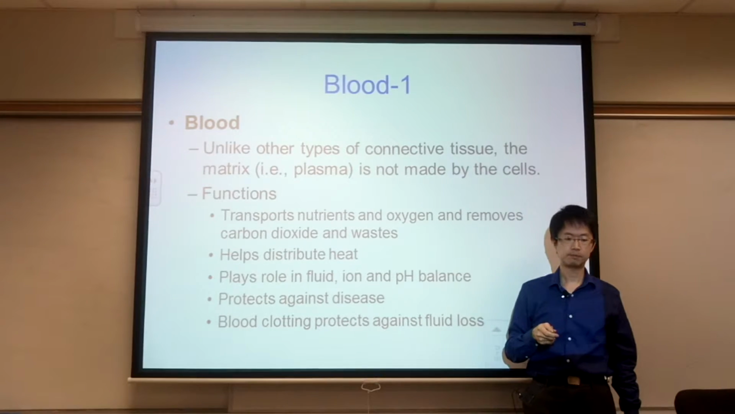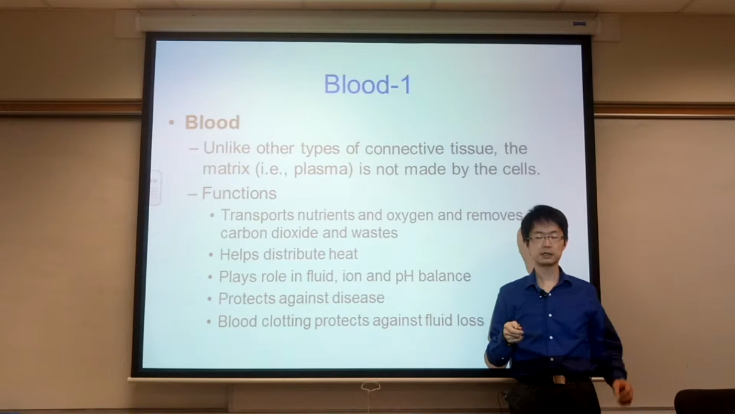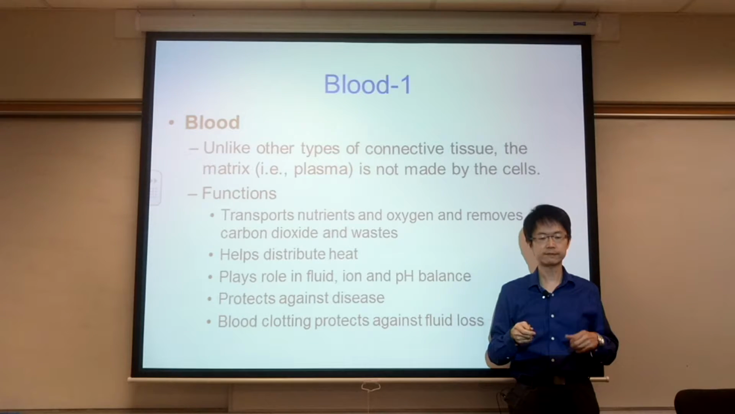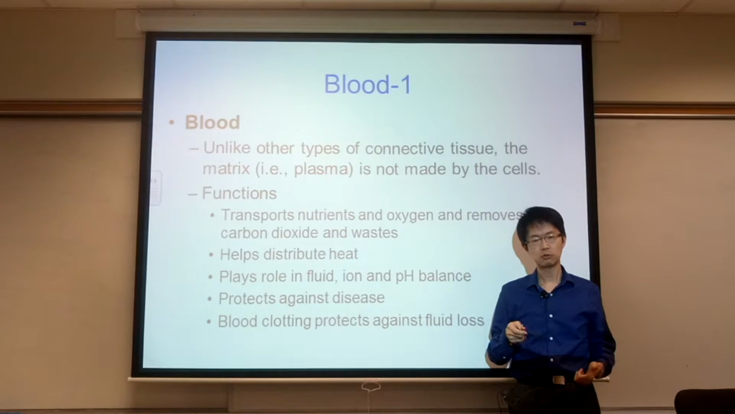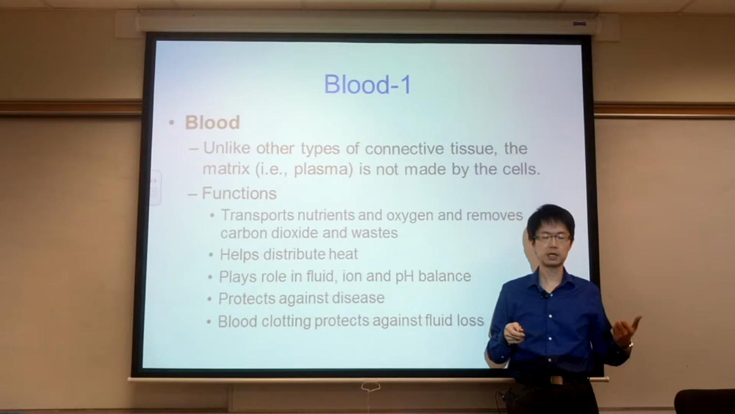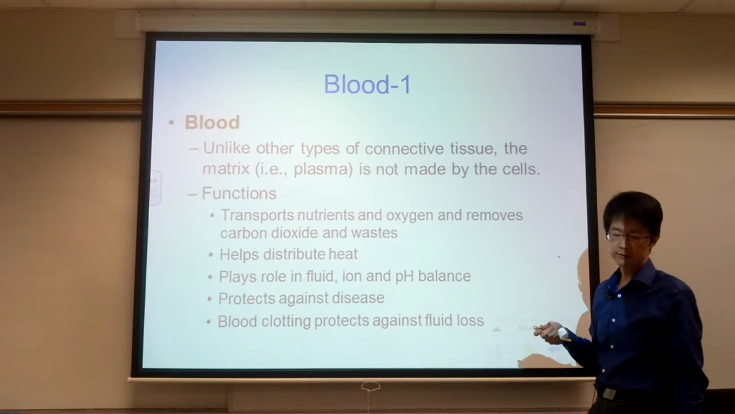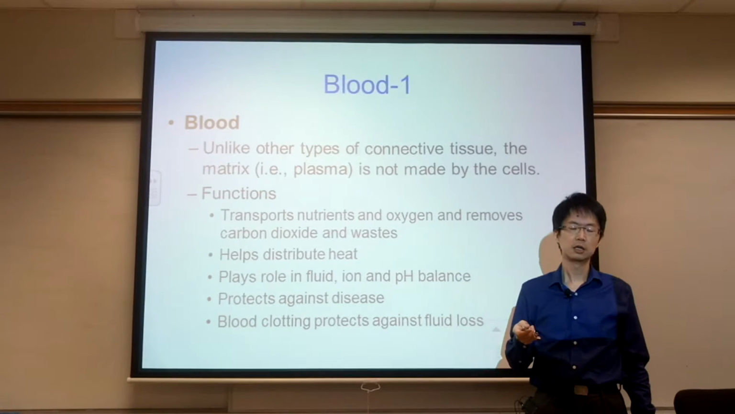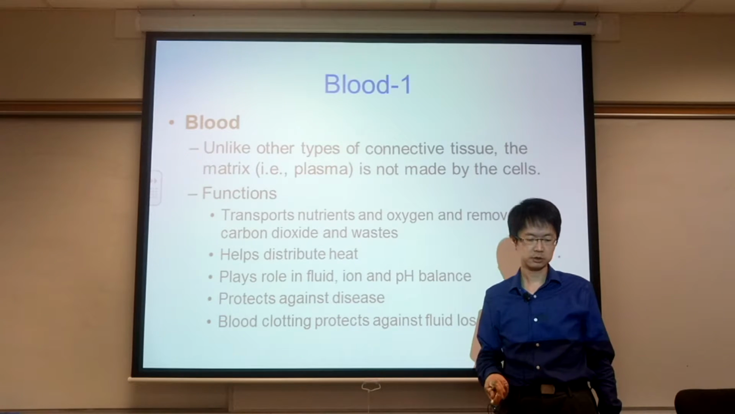And then you have blood. Blood is considered a connective tissue. The reason is that it has cells and matrix. The cells are the blood cells: red blood cells, white blood cells, and platelets. So all these are the cells. What about the matrix of the blood? The matrix of the blood is the plasma, blood plasma. However, plasma is not made by the blood cells. Plasma is mostly water.